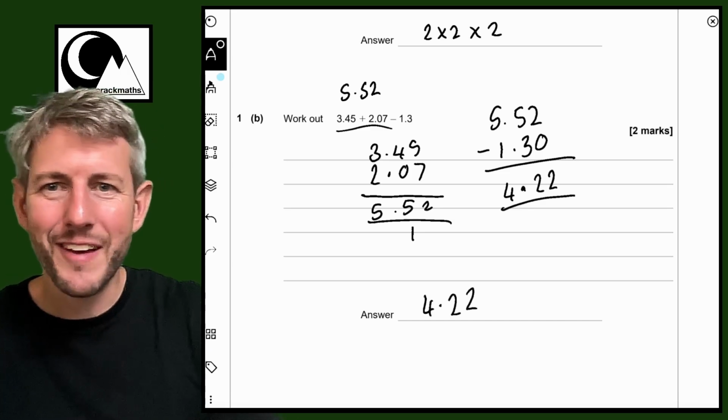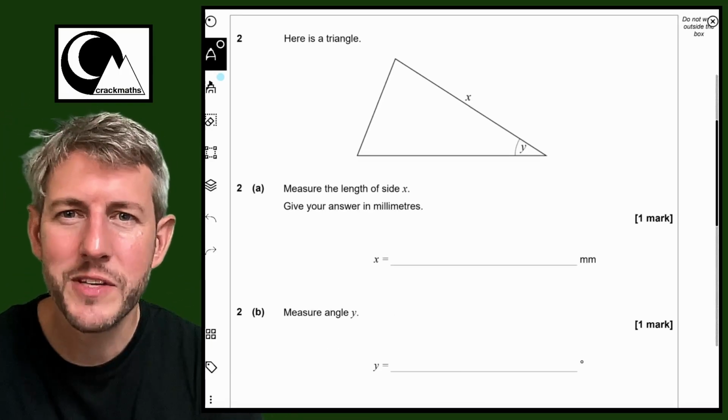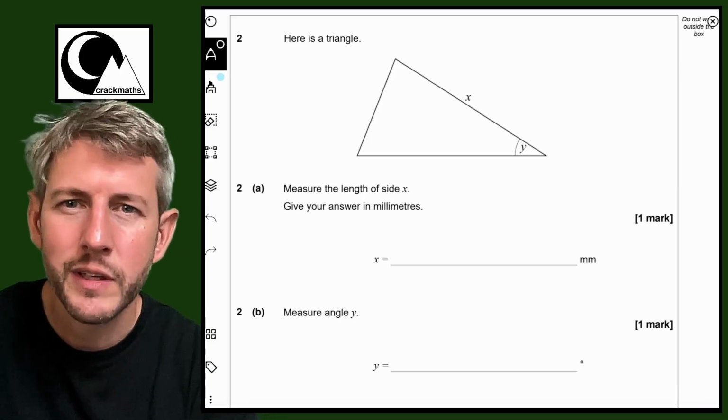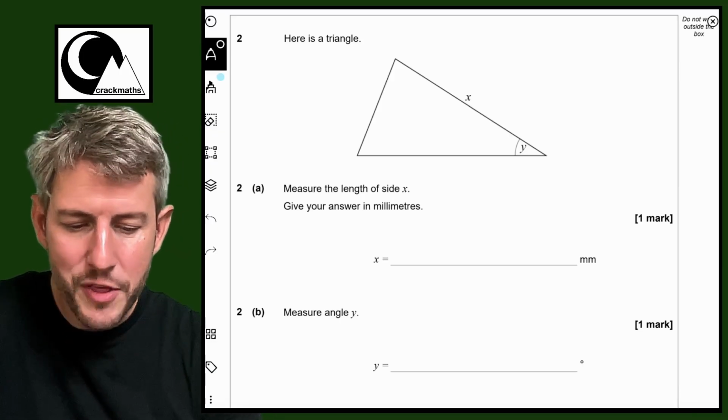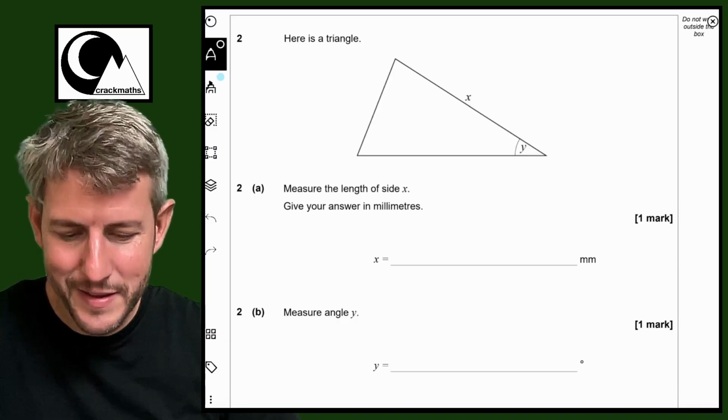Okay, great. Let's have a go at the next one. So here we've got question 2. And this question says, here is a triangle. Measure the length of side X. Give your answer in millimeters.